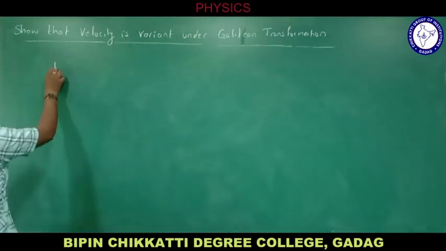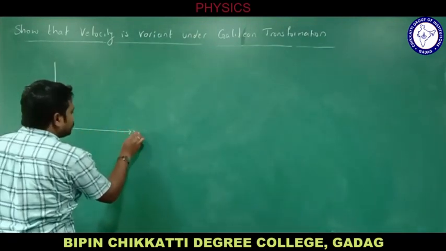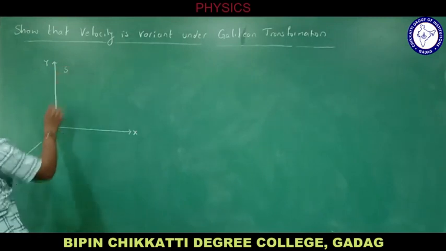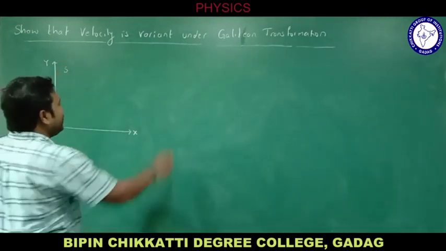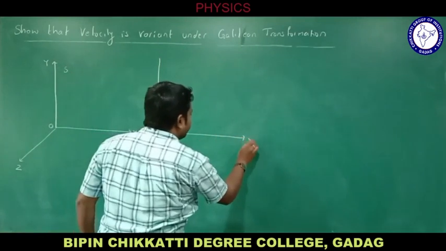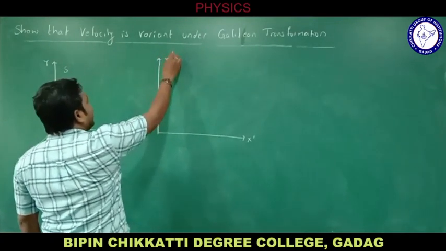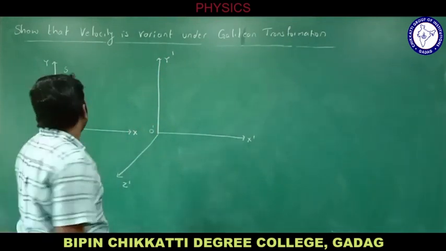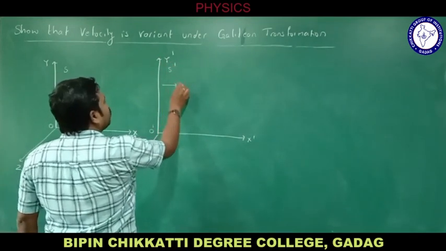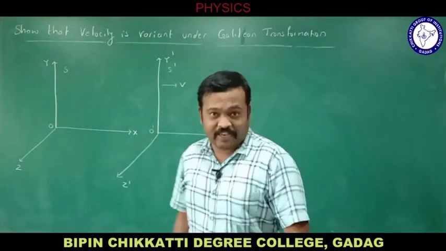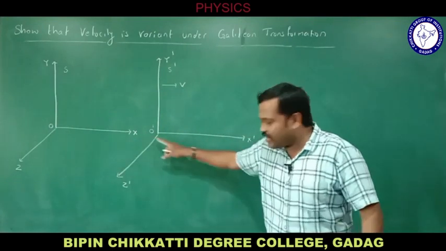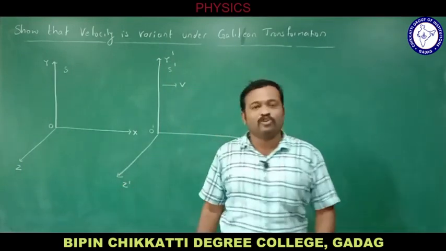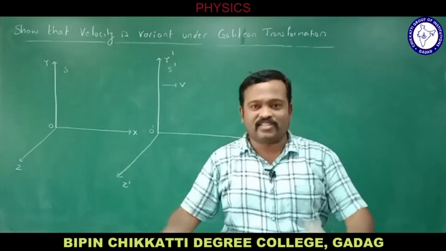Again, as it is a Galilean transformation, we need to take two frames of reference with the axes x, y, and z. The frame is S with the origin O. Let me take another frame, a moving frame, with axes x dash, y dash, and z dash with origin O dash. This frame is S dash, which is moving with velocity v, such that x and x dash are in a single line, y and y dash are parallel to each other, and z and z dash are also parallel to each other. Considering all this, let us start with the derivation.